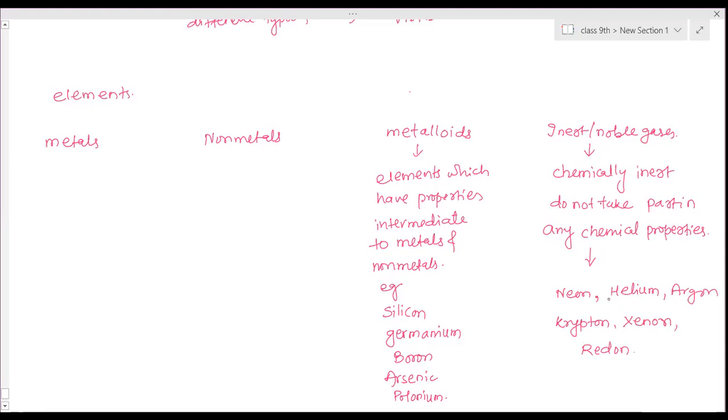Six. Ma'am, total how many inert gases are present? Six. Only 6.